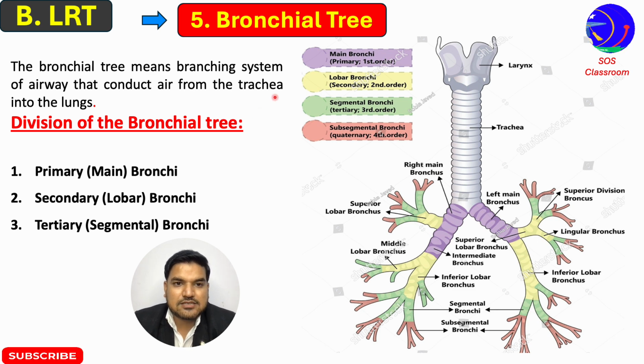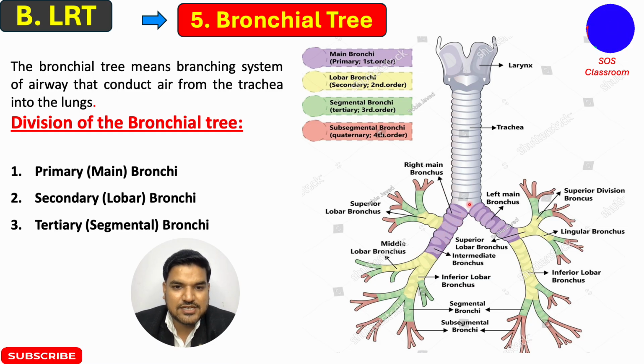Next and fifth part is the bronchial tree of the lower respiratory tract. First of all, see the structure, then we discuss the theoretical portion. First of all, you can see this is the larynx. Next, you can see this is the trachea. And next structure very complicated. Okay, see the complicated structures.